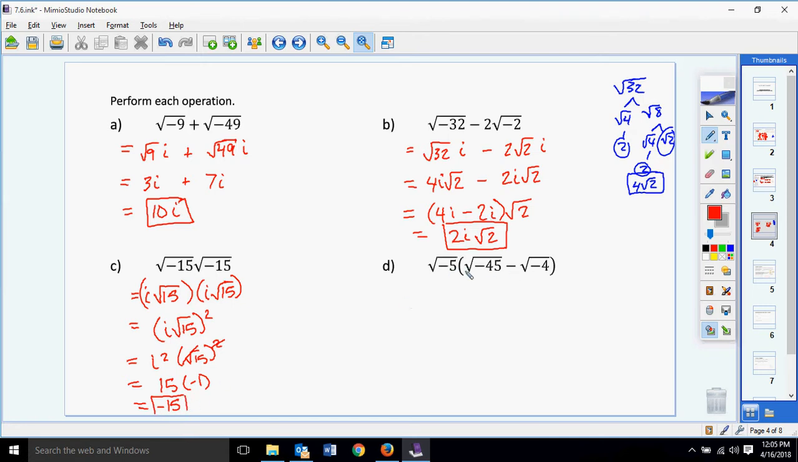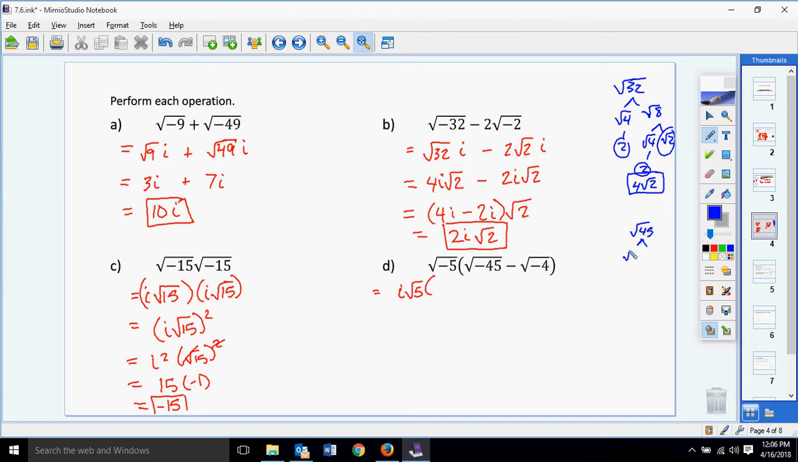Over here, I need to do some foiling, but first let's put it in i form. So I have the square root of 5 times i. So let's write i in front and the square root of 5 times everything in here. So I need to break this up. It's going to end up being the square root of 45 times i. So I need to break up the square root of 45, and let's do that off to the side.